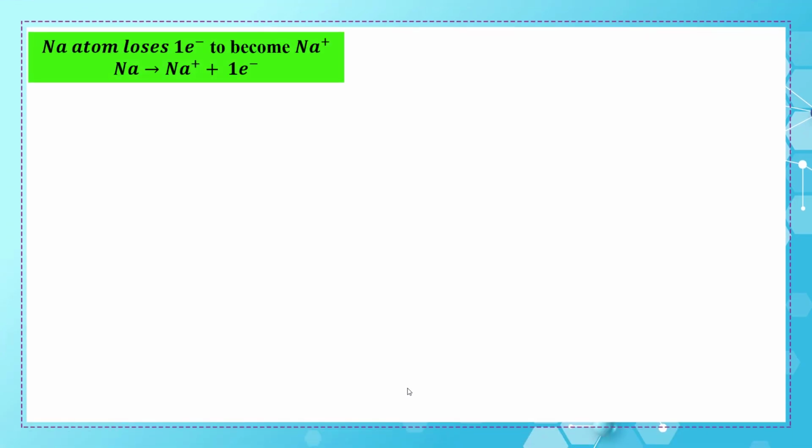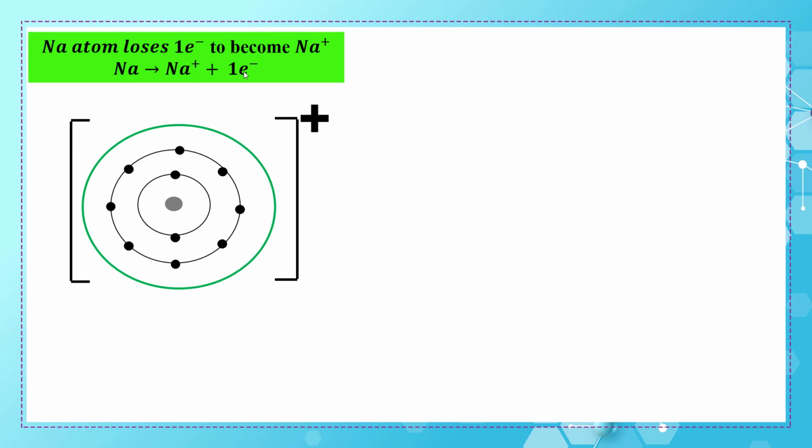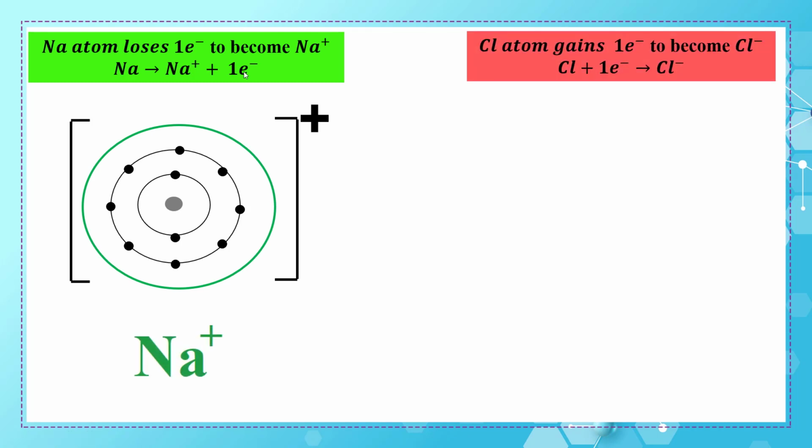The Na atom loses one electron to become Na+, which is a cation. Here we have the equation that represents this transformation: Na → Na+ plus one electron, which is the electron that had been lost. Here I have the Na+, and on the opposite hand, the Cl atom gains one electron to become Cl-, with the equation of formation: Cl + 1e- → Cl-, as you see in the figure.